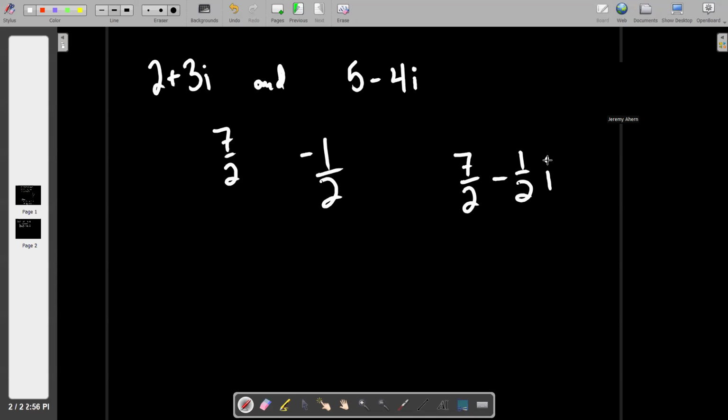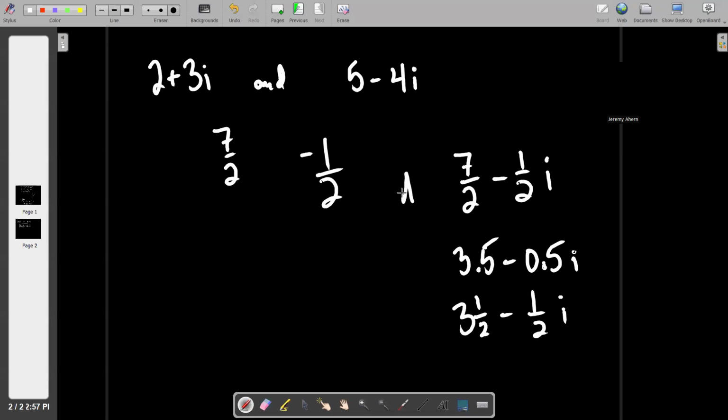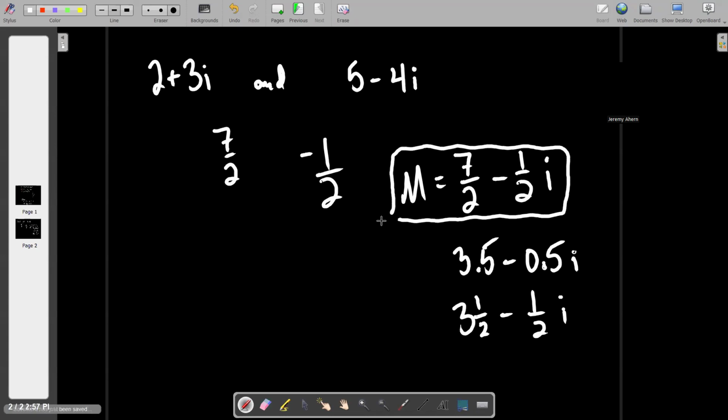If you have always wanted to use decimals, like finally I get to use decimals, then you can write it as 3.5 minus 0.5i. If you really like mixed numbers, you could write it as 3.5 minus 1/2 i. I guess what I'm trying to say is that's not of great concern. Okay, so there you go. We did it. And we're going to want to write a capital M equals. So what's in that white box to me is the best answer, but the others are fine.